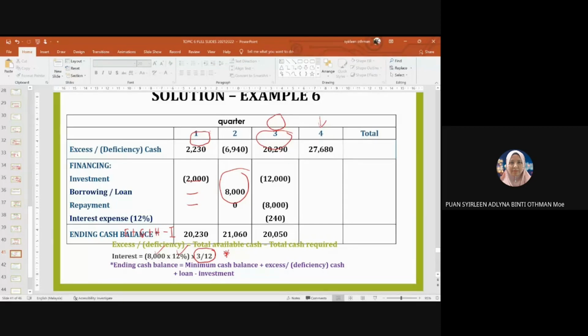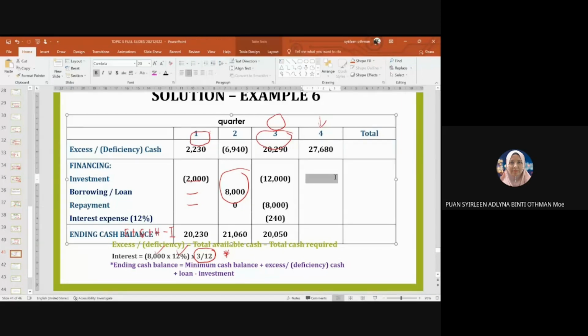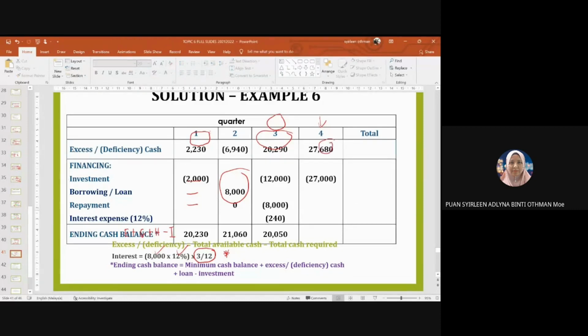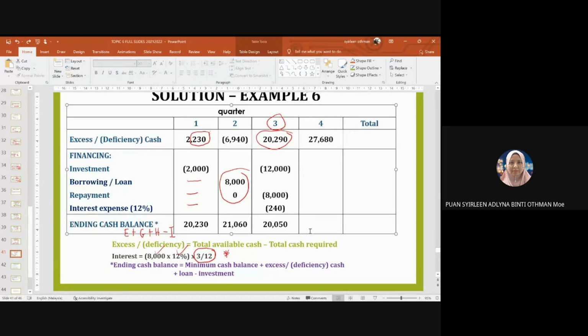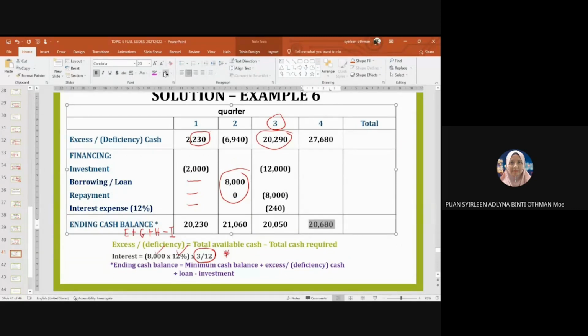So kita buat apa? Melabur lah. Okay, berapa 27,000? Sebab in multiple of 1,000, so kita hanya boleh keluarkan 27,000 saja sebagai investment. So ada excess lagi dekat situ 680. So your balance nanti ialah 680 tadi, tambah dengan 20,000 tadi. So you ada 20,680 after your investment of 27,000. Sekejap ya. Okay, so ini your investment for fourth quarter.